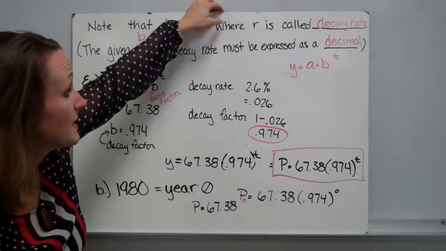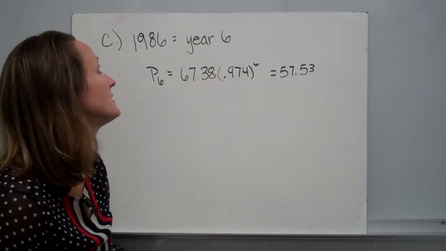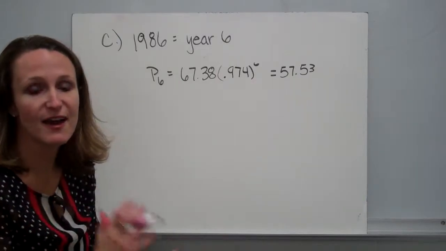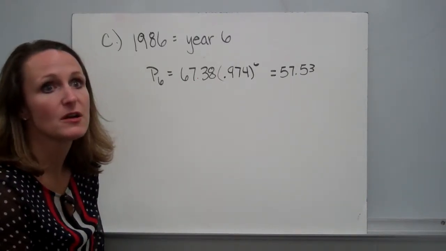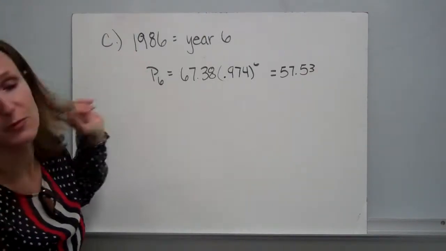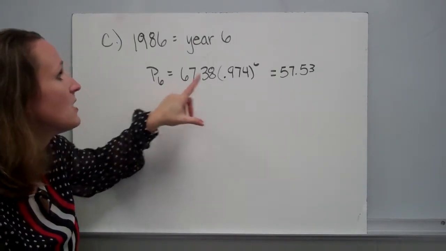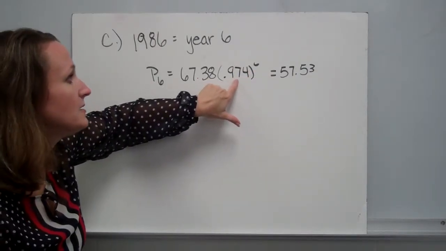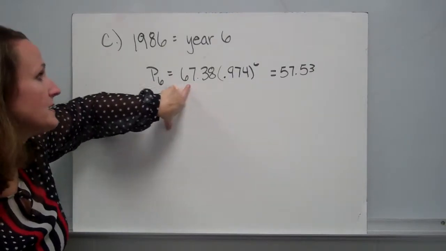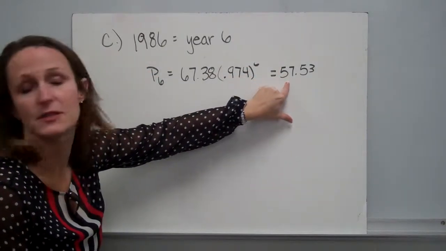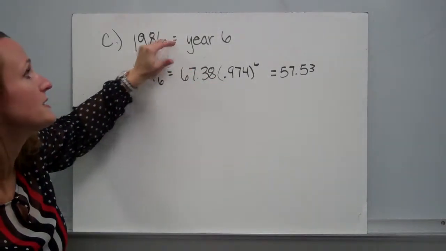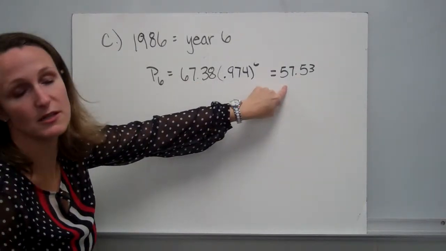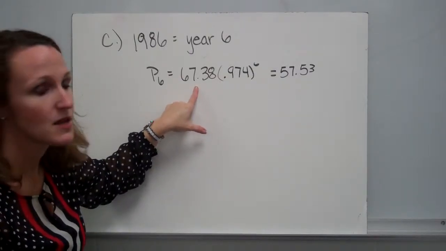Because 1980 is our starting point. But then example C asks you, what about in 1986? Or what has happened in year 6? Keep in mind that in this problem we had a decay rate. So obviously after 6 years we have decayed. Had we had a growth factor, we would have grown. But in this problem we had a decay rate. So we're going to say P of 6 was the population in year 6 with the decay rate. We're using our decay factor to the 6th power. We're going to do 0.974 to the 6th power, multiply it times our initial population, and we're going to come out with 57.53. This makes sense because we should have been decreasing every year since 1980. So logically, our population in 1986 is less than our population in 1980.